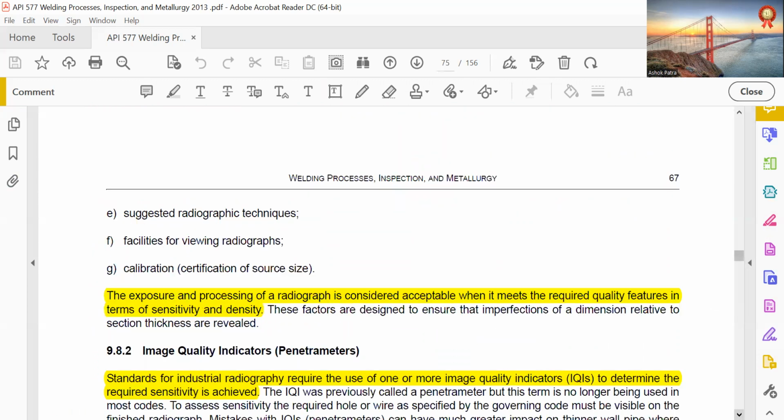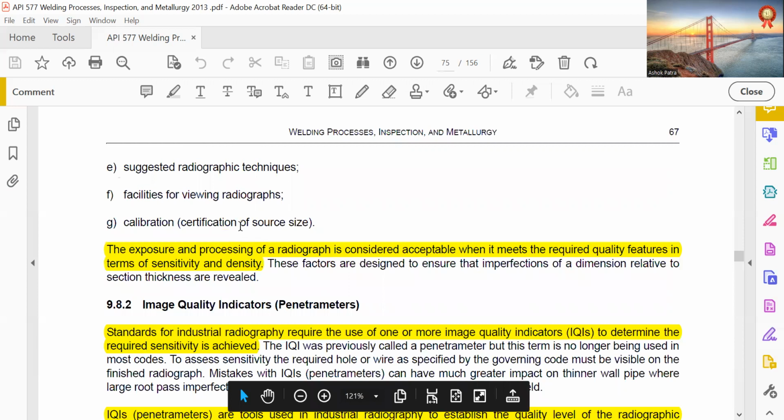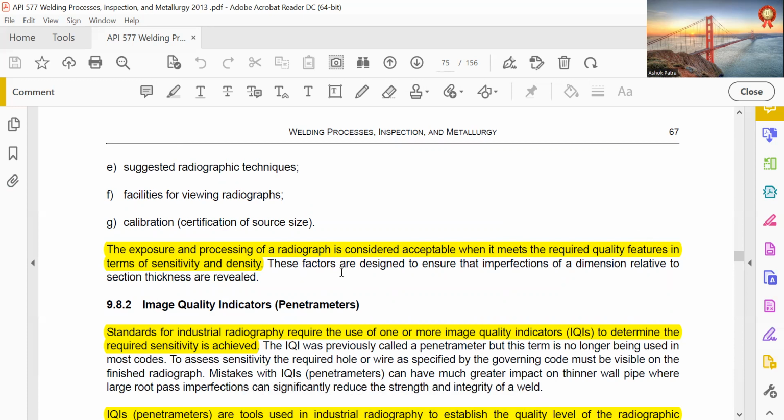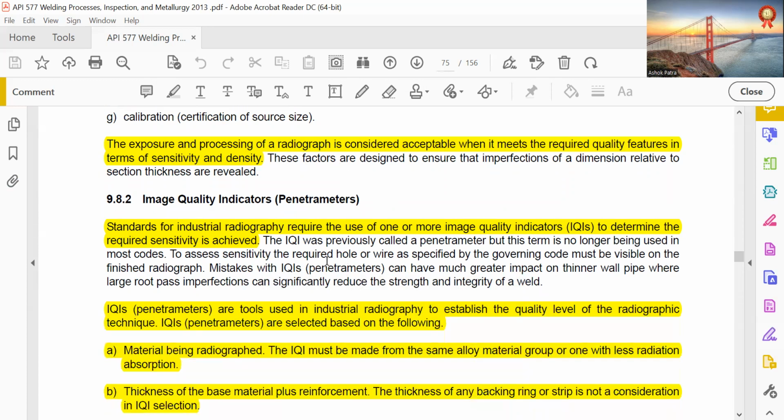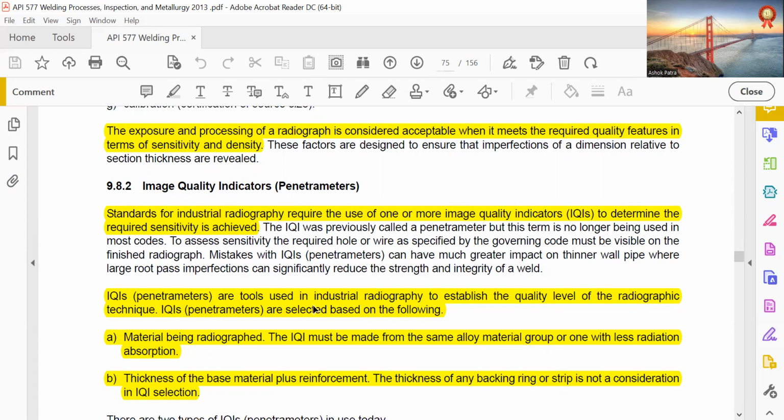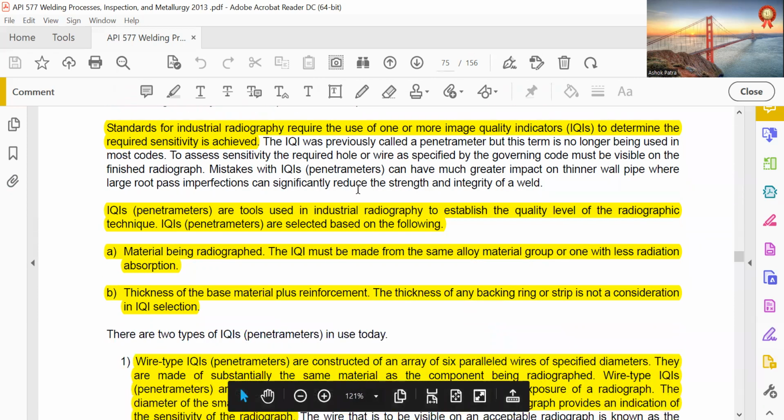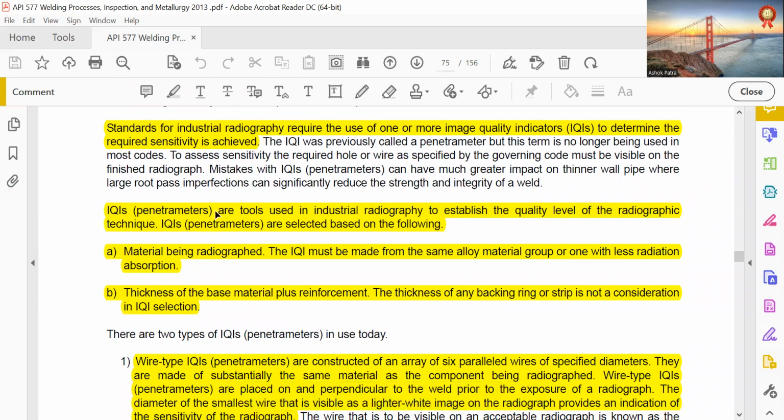regulatory requirements. The exposure and processing of radiography is considered acceptable when it meets the required quality features in terms of sensitivity and density. The standard for industrial radiography requires the use of one or more image quality indicators, IQI, to determine that the required sensitivity is achieved. IQI penetrometers are tools used in industrial radiography to establish the quality level of the radiographic technique. IQI penetrometers are selected based on the following: material being radiographed, the IQI must be made from the same alloy material group or one with less radiation absorption.